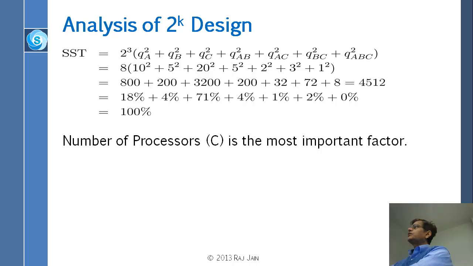800 is by A, 200 by B, 3200 is by C, 200 is by AB, and so on and so forth. If you write that by percentage, then 18% is explained by A, and 71% is explained by C, and so on. So if this was the result, then your conclusion would be that the processors are the most important factors. They really affect the performance.